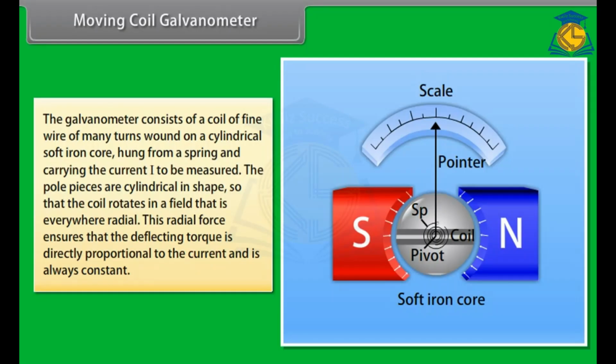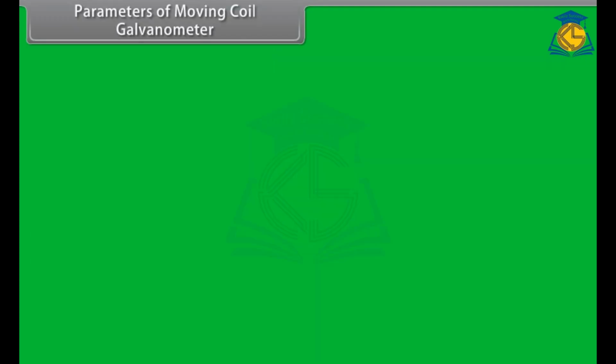The pole pieces are cylindrical in shape so that the coil rotates in a field that is everywhere radial. This radial field ensures that the deflecting torque is directly proportional to the current and is always constant. Parameters of moving coil galvanometer.